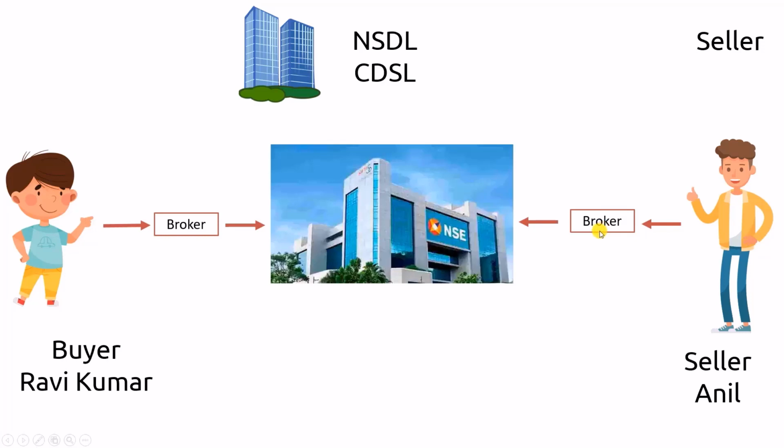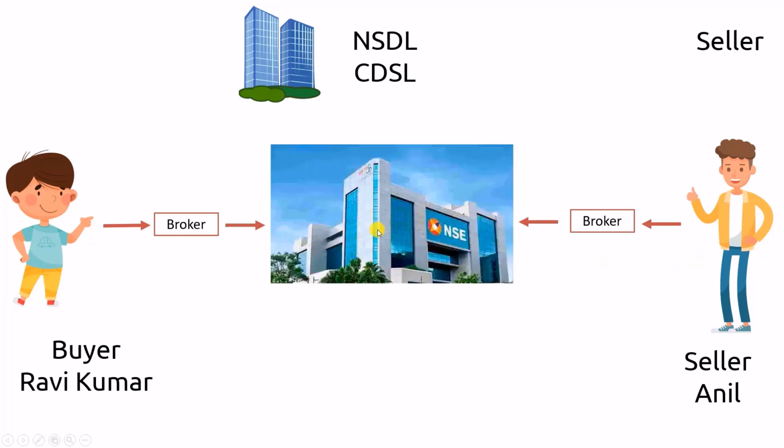All right. Now let us see how this transaction happens. Buyer orders 50 shares. Seller orders 50 shares. Orders in the sense he keeps an order to sell the shares. This person keeps an order to buy the shares through the broker. And when there is a price match, the NSE stock exchange makes a transaction. So this person gets 50 shares and this person loses 50 shares.